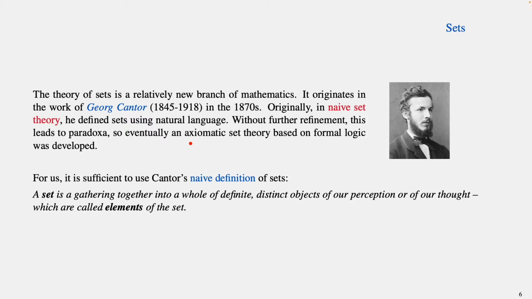But for us it is sufficient to use Cantor's definition of sets from naive set theory, which is the following. A set is a gathering together into a whole of definite distinct objects of our perception or of our thought, which are called elements of the set.